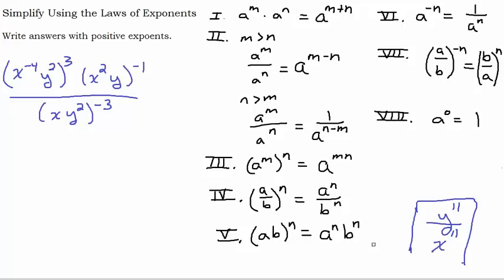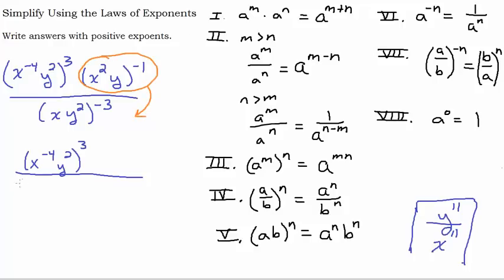So another way you could start this problem is by noticing that this whole thing's to the negative 1. I'm going to leave this here because that whole thing's to the third, right? So this is to the negative 1. I could take this whole thing that's to the negative 1 and move it to the bottom and write it to the positive 1. So it would be x squared y to the positive 1.